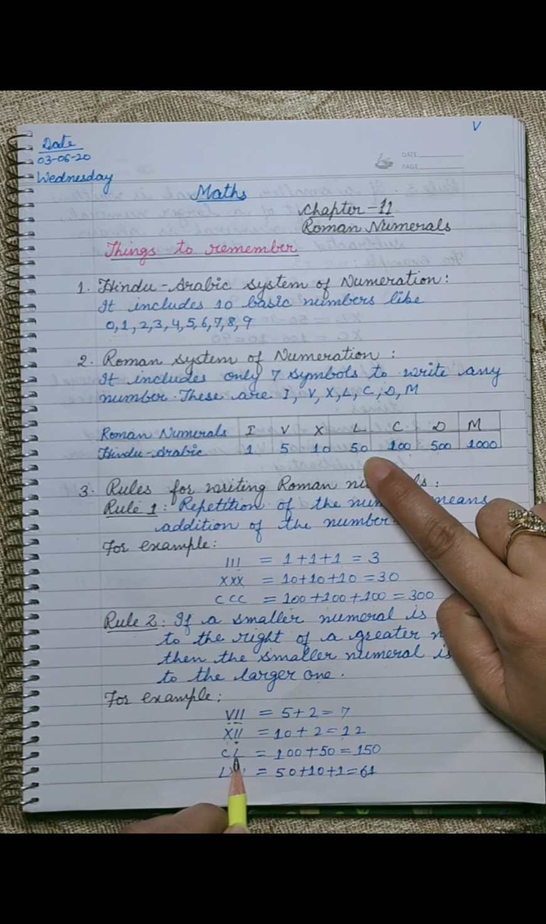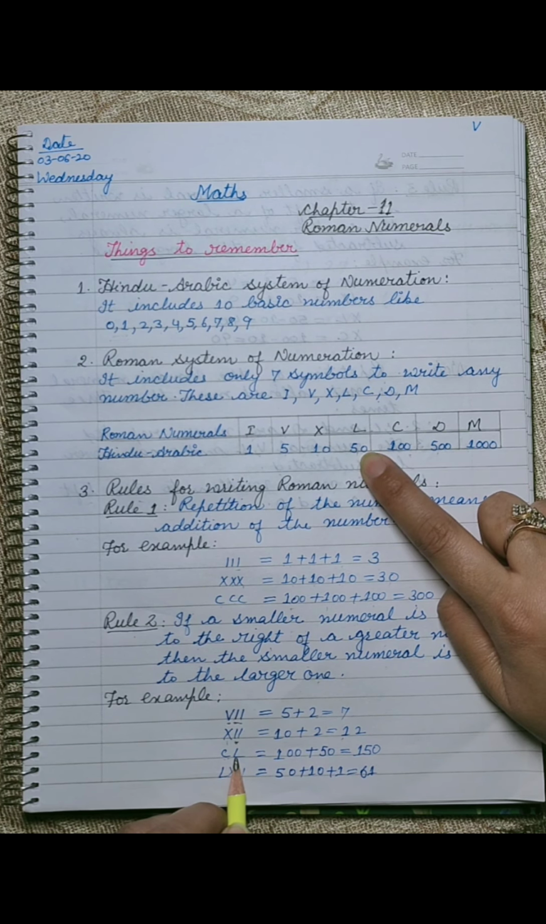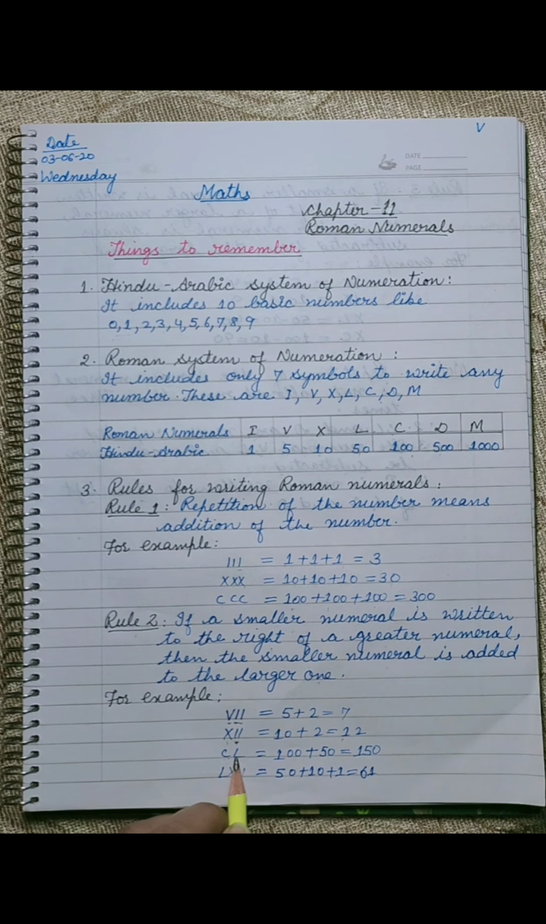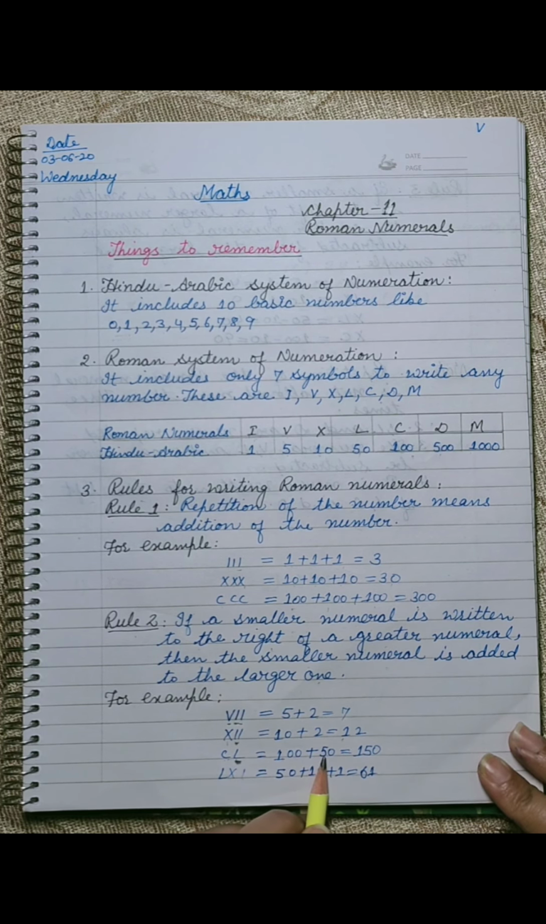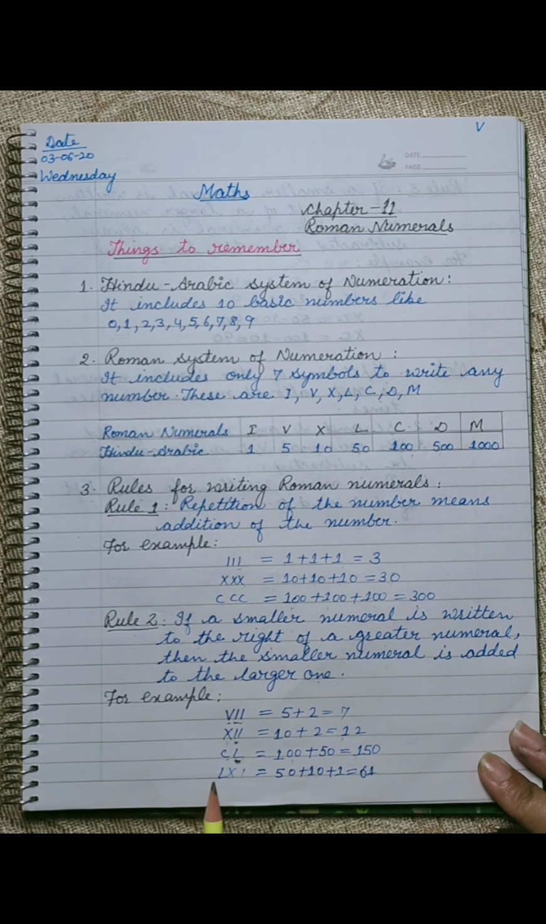CL. C for 100, L for 50. C is a greater number, L is a smaller number. L is on the right side of C, so we will add 100 plus 50. 100 is for C, 50 is for L. So it is equal to 150.